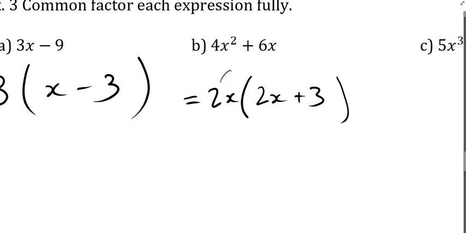So 2x times 2x is 4x squared. And 2x times 3 is 6x. That's right. So I'm done. But I'm not going to write anything else. That has to be your last line.